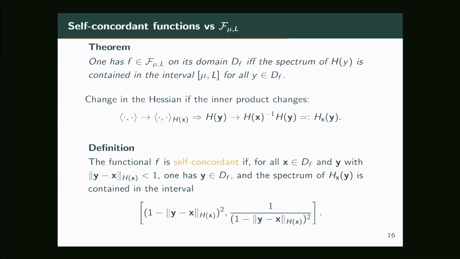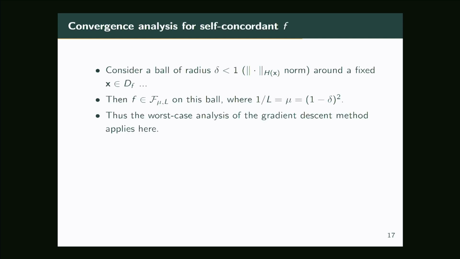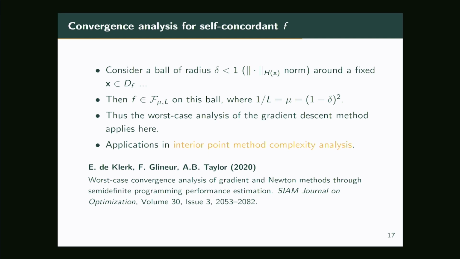I am going slightly slow, so I'm just going to jump to the conclusion of this. The worst case analysis of the gradient descent method applies here. We just have to reinterpret our function class and our inner product, and then we can analyze one iteration of Newton's method. The function class that we can analyze is the class of self-concordant functions.